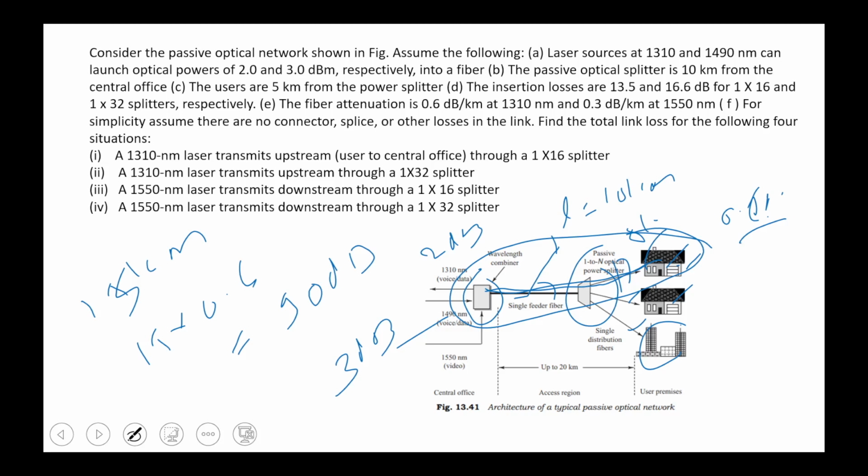Around 9 dB it will be 90, okay? 90. Yes. And for a 1 into n star coupler, the splitting loss of the star coupler will be given by the formula 10 log 1 by n, okay?